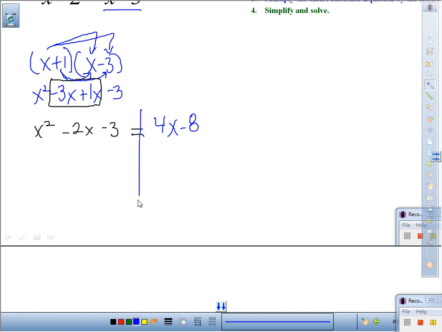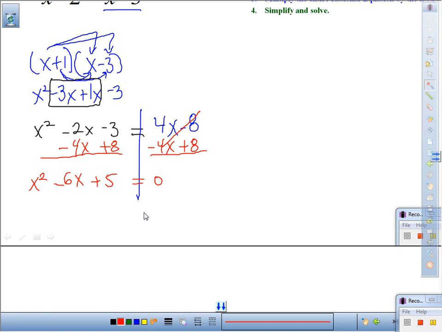Okay, laying down the equal sign. To solve a quadratic equation, what do we need? We need it to be equal to 0. So that means I need to make it equal to 0, because I got more terms on this side. I need to send all this to the other side. So what do we do? Minus 4x and plus 8 to each side. This cancels. We're left with 0 on this side. Bring down the x squared. What is negative 2x and negative 4x? That's negative 6x. And negative 3 plus 8, that's positive 5.